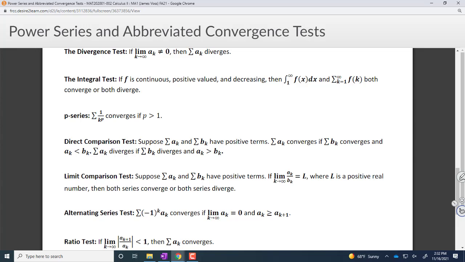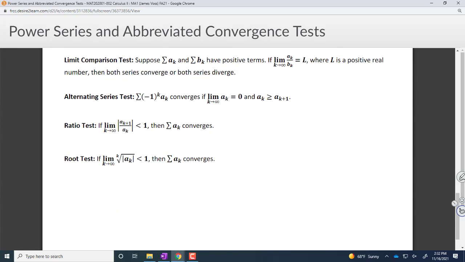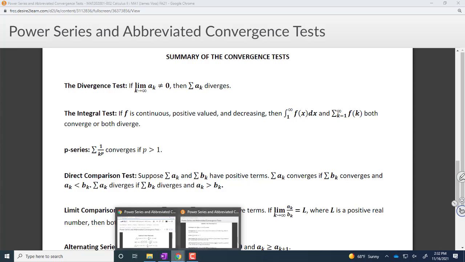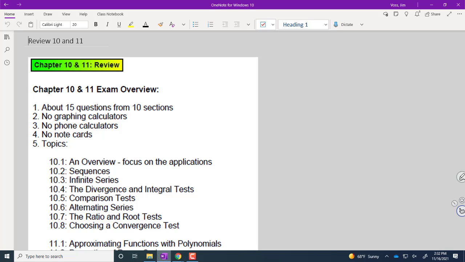You can fill in the blanks pretty easily. So all that stuff will be on there. You can look at it tonight, tomorrow as you're studying, just to make sure if there's anything that you need that's not on there, to make sure that you put that in your mind. Okay, so let's get started with our review.